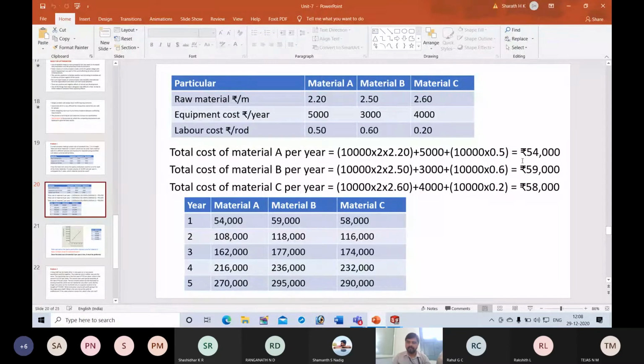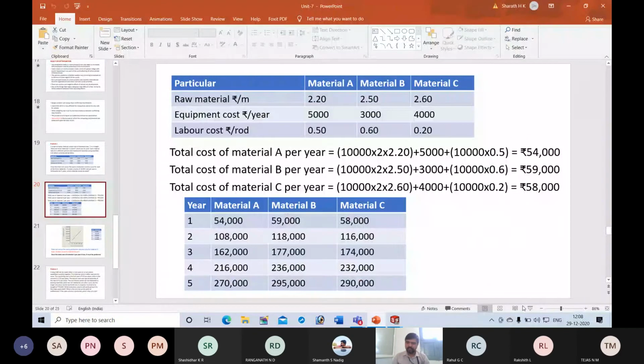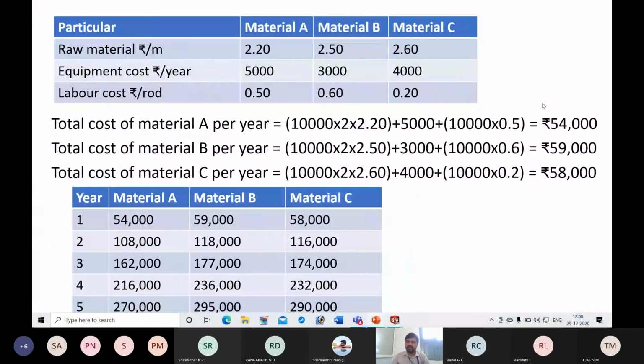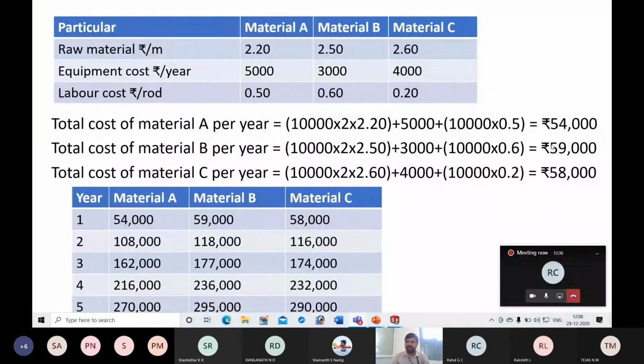Okay, one is 54,000, another is 59,000, another will be 58,000. So you can choose the material which costs 54,000. That means material A is preferable. Okay, so material A is preferable based on the cost.